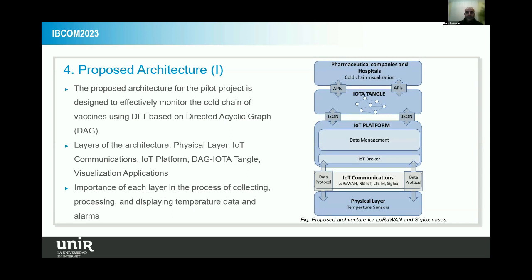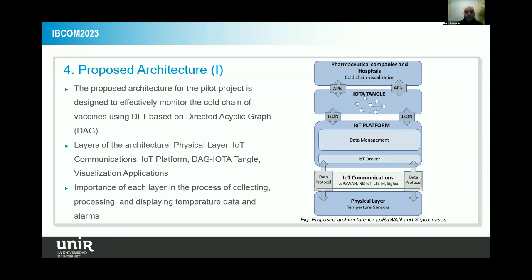The next layer is the DAG or IOTA Tangle, because DAG is the architecture, but the name of this architecture is IOTA Tangle, and it serves as the DLT where the temperature sensor and alarm information are securely stored. So it's very similar to the blockchain. Both DAG and blockchain are DLT technologies. And it allows open access to pharmaceutical companies, hospitals, and vaccination centers to view the real-time status of the vaccines or the cold chain.